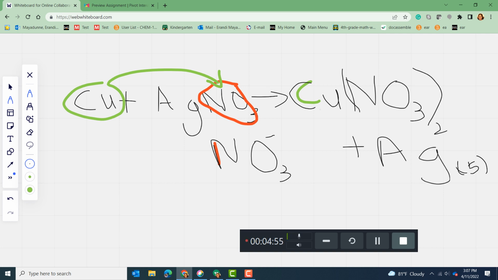You have to balance it. One copper, you're good. But you have 2 nitrates, so in order to balance, you put 2 silver nitrate here, and 2 silver. Now this is balanced. The balanced reaction also shows you something: always 1 mole of copper reacts with 2 moles of silver nitrate. So this is the balanced chemical reaction.